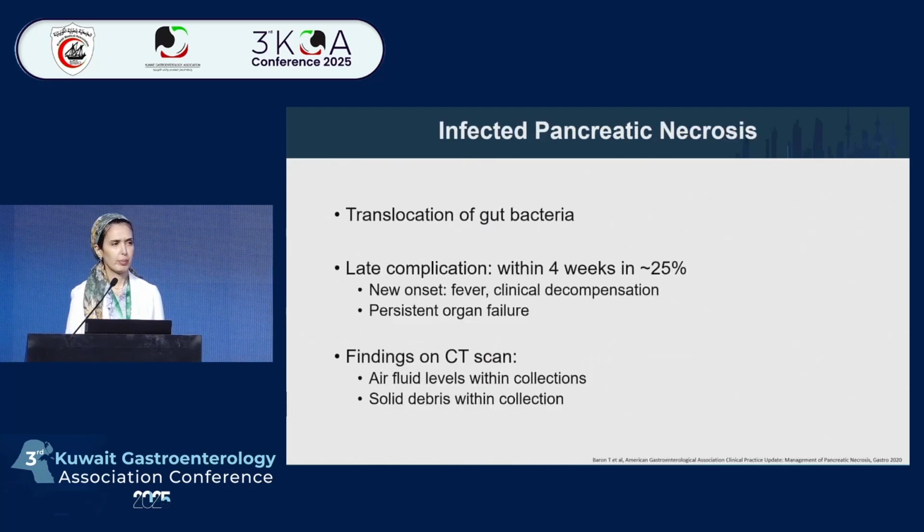So why does infected pancreatic necrosis occur? Usually due to translocation of gut bacteria. And again, it's a late complication. It occurs within 4 weeks in only 25% of patients, but usually later. Patients usually present with new onset fever or clinical decompensation, sometimes persistent organ failure. And on CT, we see air fluid levels within collections and sometimes solid debris.